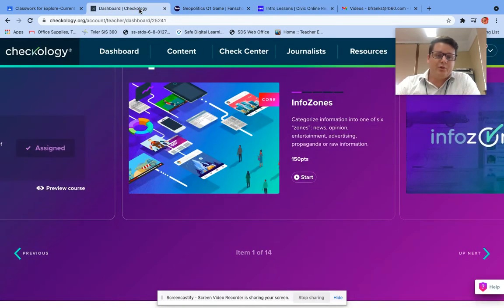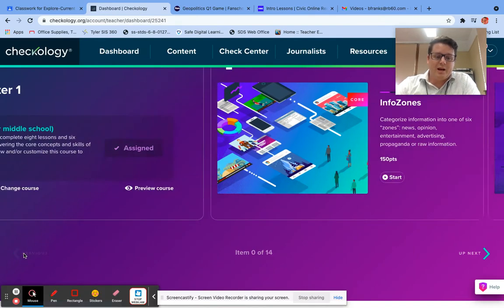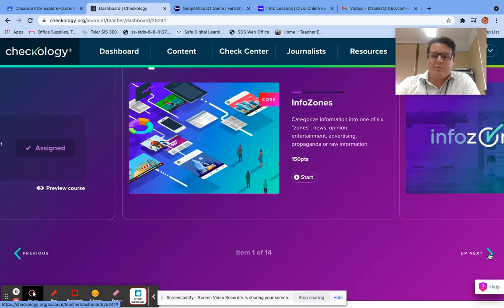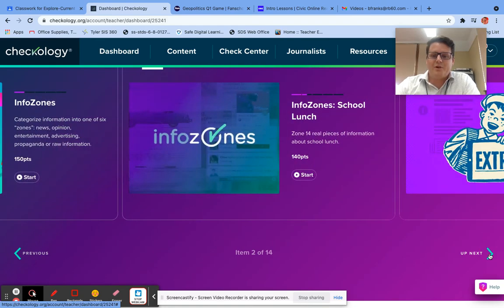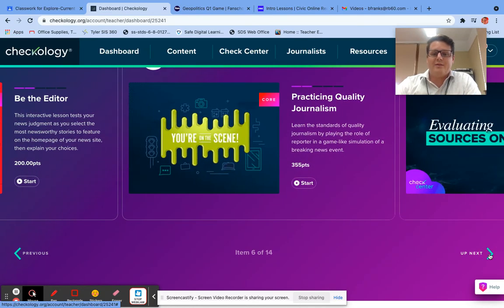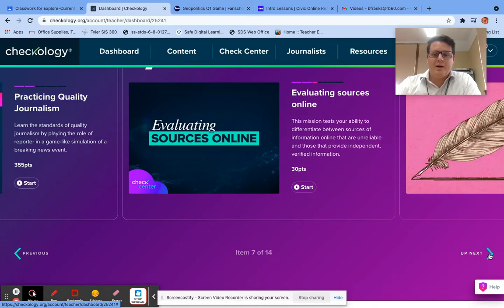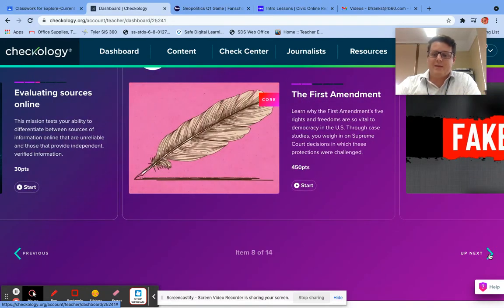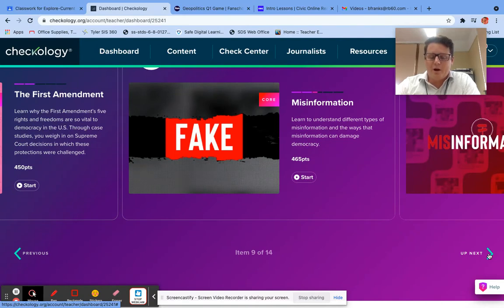In addition, we use a resource called Checkology, and if I go from left to right here, it gives you some ideas of what we've been looking at. InfoZone, so looking at different types of information, whether that's to persuade or just to be informative. Looking at what the heck news actually is, how journalists put news stories together, evaluating sources online, a deep dive about the First Amendment, and now we're getting into information about misinformation. As everyone knows, you can't believe everything that you see on the internet, essentially. That's been a really good conversation so far as well.